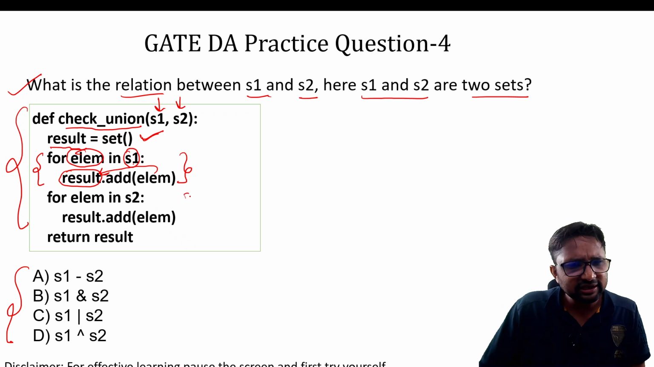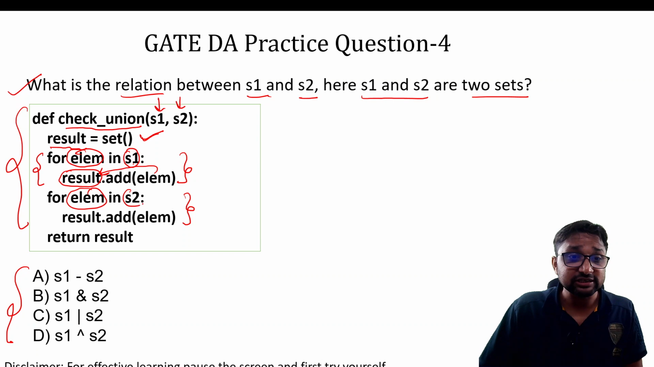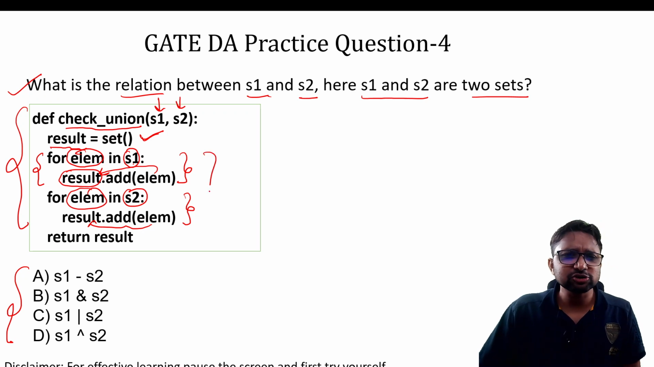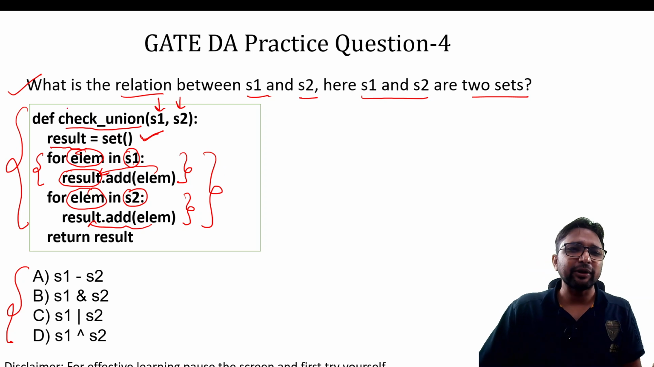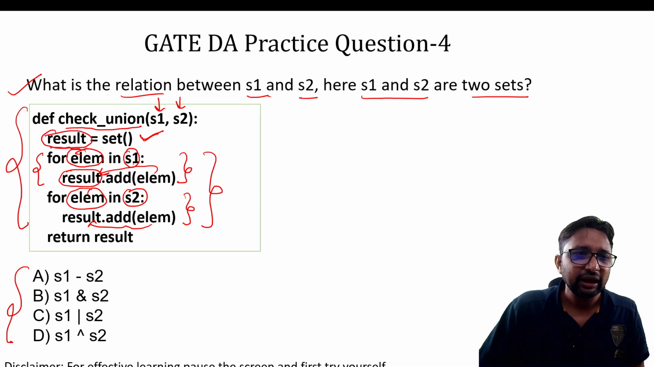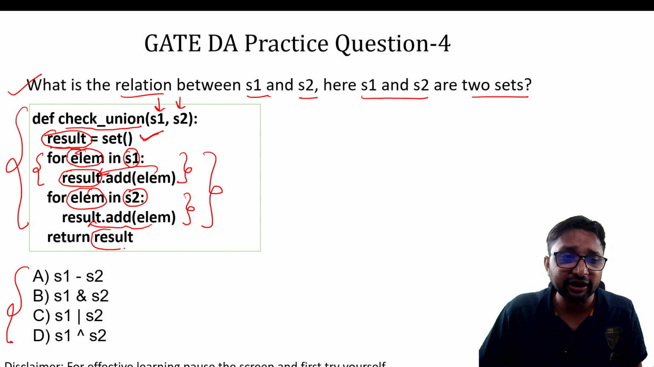Still, okay, let's try. In this function, check union, two sets we are taking as an input. Fine. Here we are defining an empty set named result. In this loop, we are taking the elements from set 1 and adding those elements into our result set. So simply this loop is taking all the elements of set 1 and adding them into the result set. Same way, this loop is also doing the same, taking all the elements of S2 this time, and adding them into the result set. And finally, we are returning the result set.